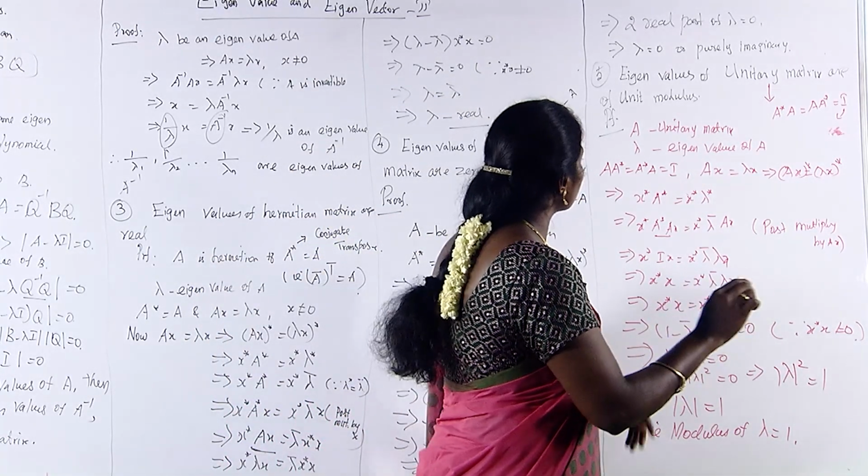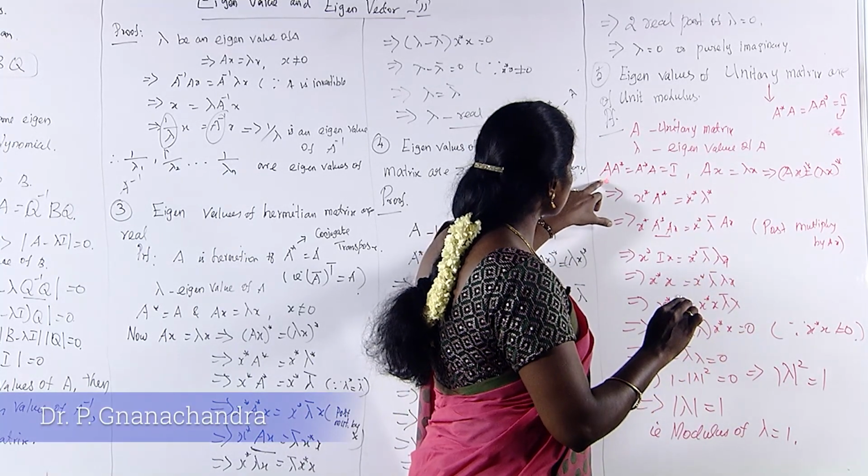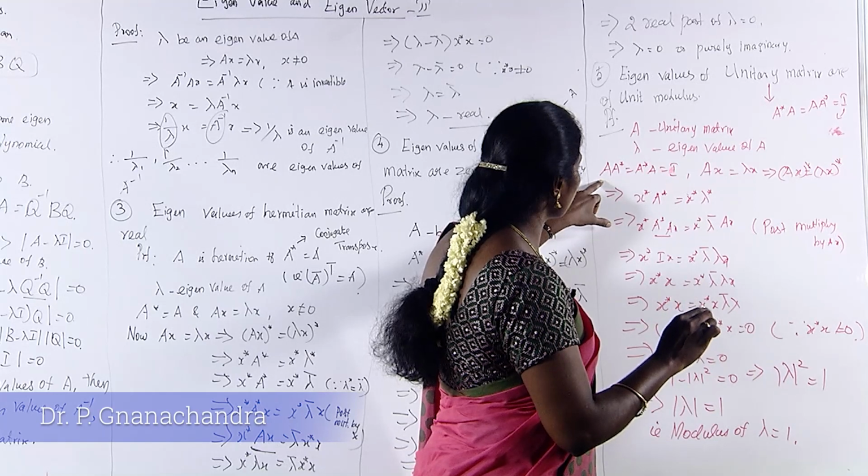So, A is a unitary matrix, lambda is an eigenvalue of A, and the condition for a unitary matrix here is A star A equal to A A star equal to I.